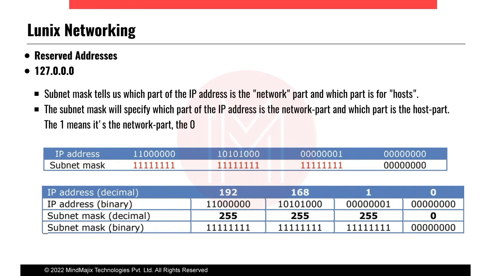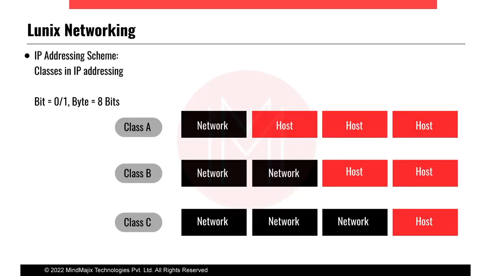This is a decimal IP address, 192.168.1.0. Wherever it is one, it's the network part, and wherever the representation is zero, that is the host part. Like with three network parts and one host part, this will be coming into class C only. If you want, I can go back. This is class C: three network parts and one host part. Like that we can consider.